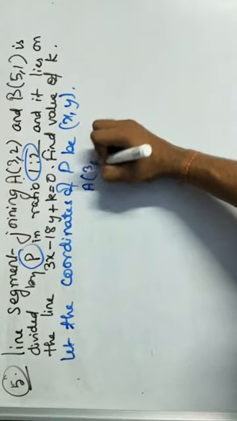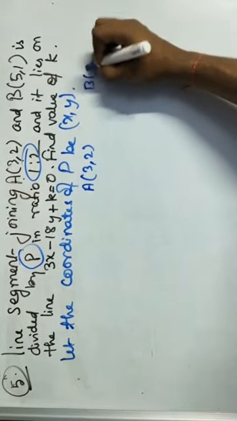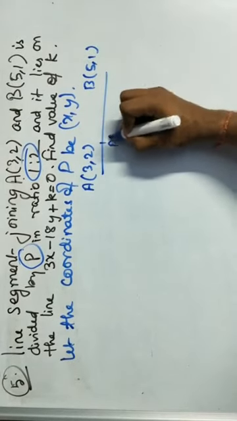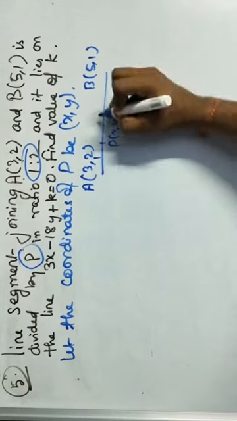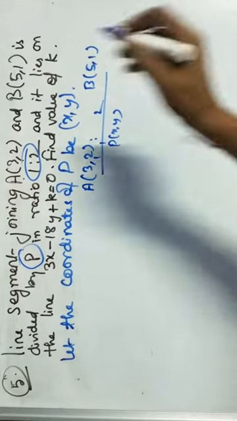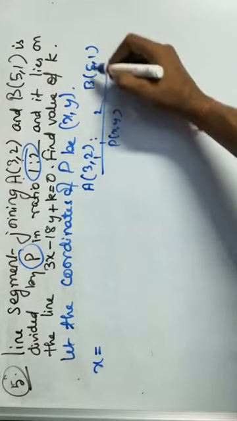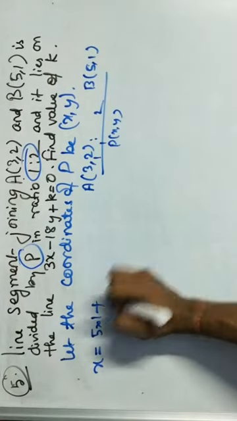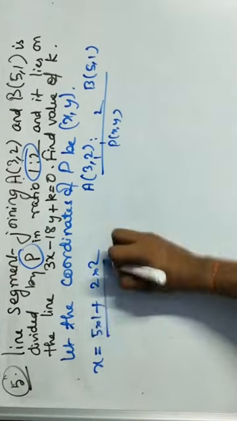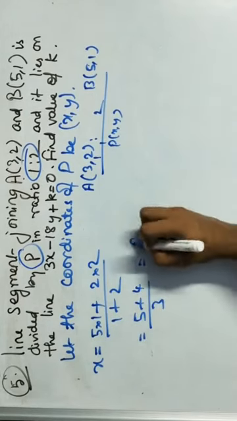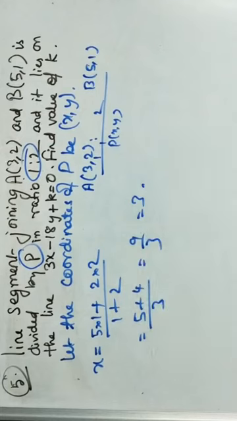It is something like this: A is 3 comma 2, B is 5 comma 1, and you have a point P that is x comma y, and the ratio is 1:2. Now you can easily figure it out. What is the coordinate of the point P? The x coordinate will be m times x2, that is 5 into 1, plus 2 times 2 by 1 plus 2, that is 5 plus 4 by 3, that is 9 by 3, which is equal to 3.